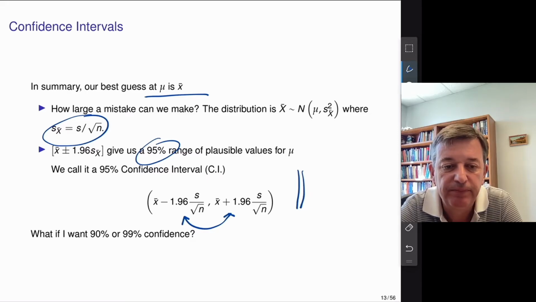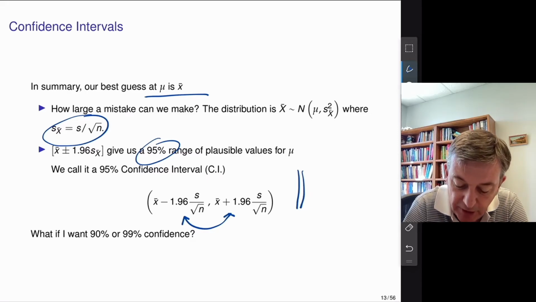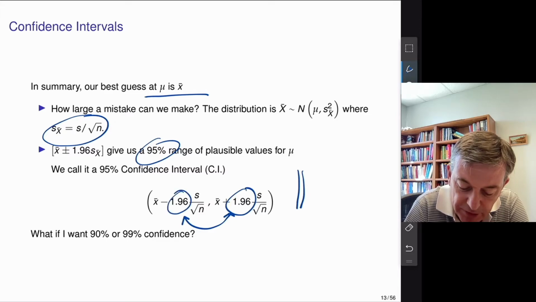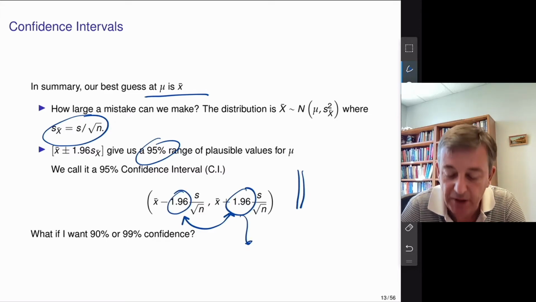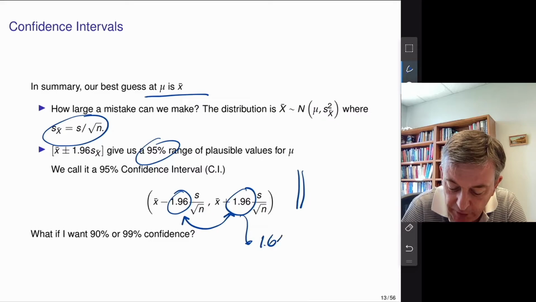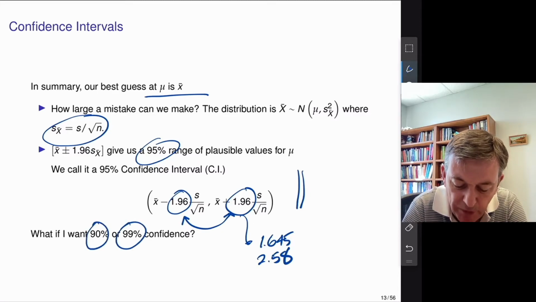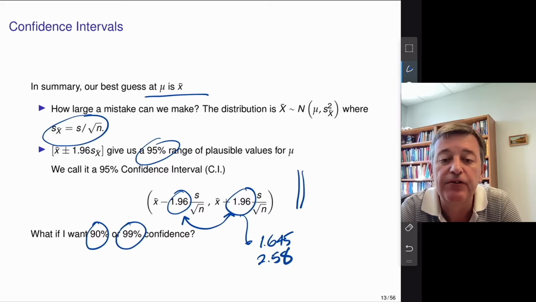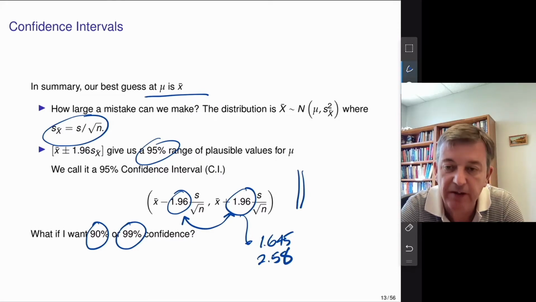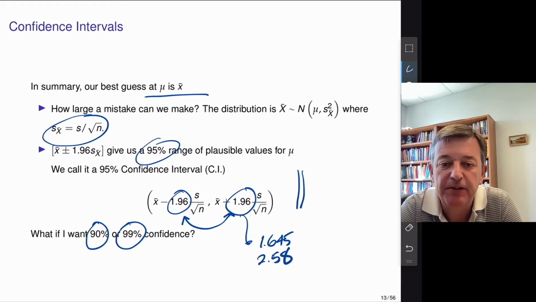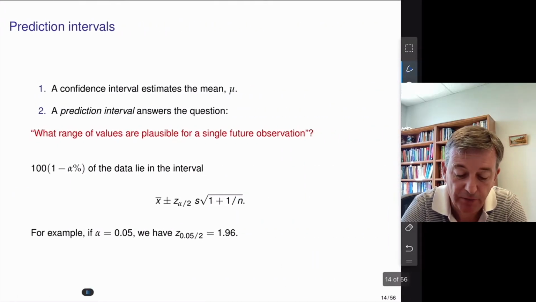95% confidence interval. Now, what happens if I want 90% or 99%? Essentially, the z-score level changes. I'll either use 1.645 or I'll use 2.58. So if I want to change the level of confidence, the more confident I want to be, of course, the wider the interval has to be. And again, you can see that if my sample size gets bigger and bigger, my confidence interval will get tighter and tighter. Okay, so that's the idea of a confidence interval.